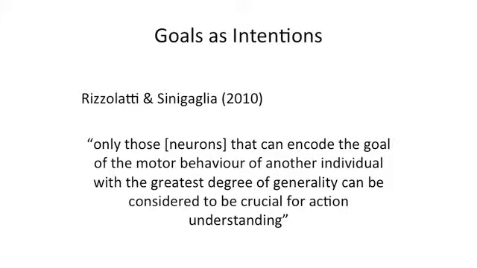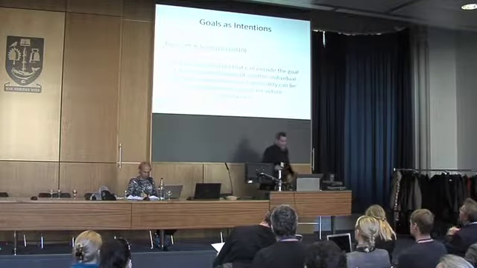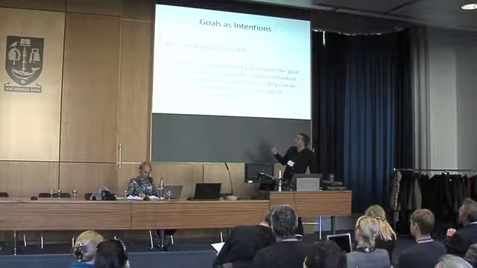Interestingly now, the argument's different. This is a quote from Rizzolatti and Sinigaglia 2010, and they make the argument that it's only mirror neurons that encode the goal of the motor behavior at the highest level of generality that can be involved in action understanding. I mean, that's not my argument, that's their argument.